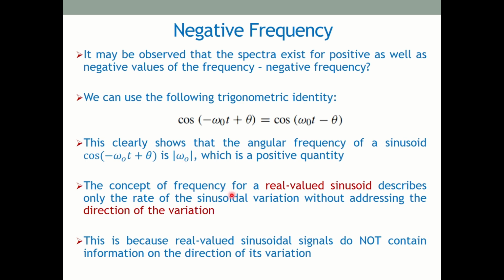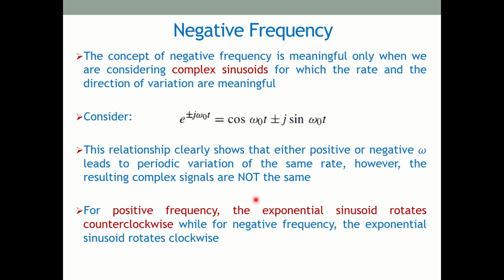So the concept of frequency for a real valued sinusoid describes only the rate of sinusoidal variation without addressing the direction of the variation. When we see omega naught in a real valued term, let's say cos of omega naught t, it tells us the value of the frequency, but it does not tell us the direction of rotation of the phasor due to which this cosine signal is generated. Because real valued sinusoids do not contain information on the direction of variation, to include it we have to write it as a complex sinusoid like this.